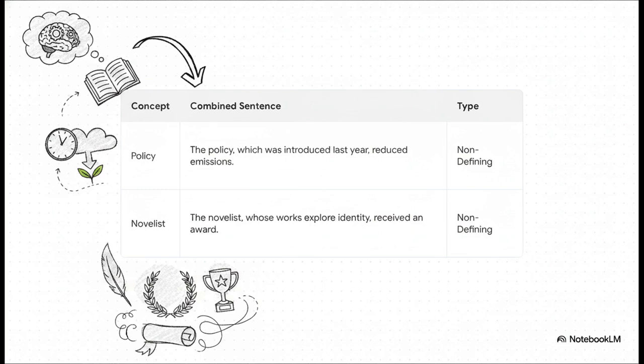In both of these cases, the context implies we already know which policy or which novelist we're discussing in our essay. The commas just let us layer in the timeline of the policy or the themes of the novelist, without derailing the main point of the sentence, which is a reduction in emissions in the receiving of the award.